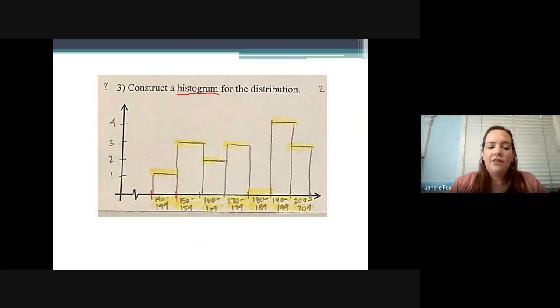And then these values that were in the frequency distribution, these are 140 to 149. It's not on a tick mark, it's underneath the bar, just like this. And then I make all of my values. So it should look a little something like that.